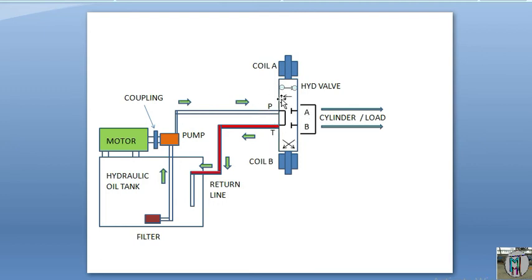Here also the same: P, T, A, B. In the valve we cannot write everywhere that indication, so this is the standard valve sign. When we open this or give the pressure, the pressure will go to the cylinder, and your cylinder will be moved.